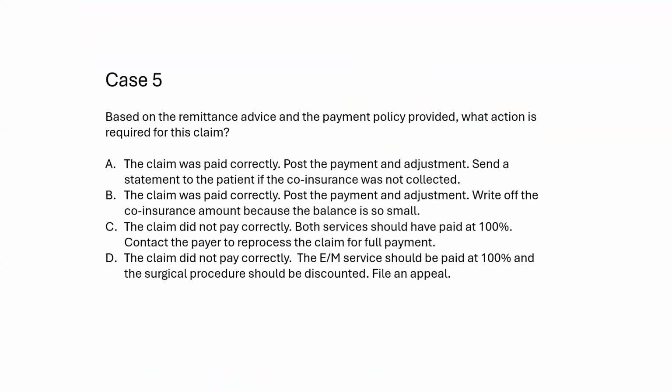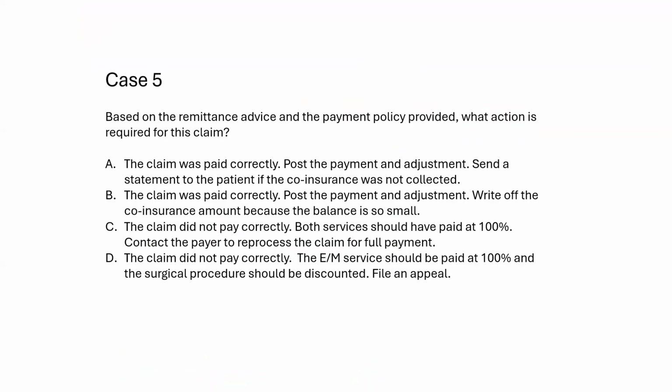Case 5. Based on the remittance advice and the payment policy provided, what action is required for the claim? A, the claim was paid correctly, post the payment and adjustment, send a statement to the patient if the coinsurance is not collected. B, the claim was paid correctly, post the payment and adjustment, write off the coinsurance amount because the balance is so small. C, the claim did not pay correctly, both services should have been paid at 100%.